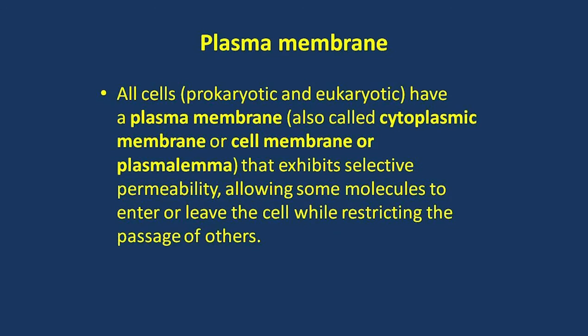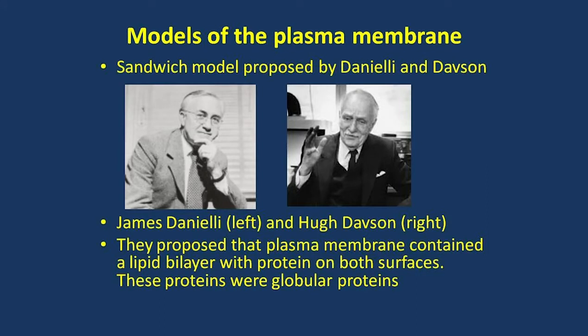Now let us look at the plasma membrane. All cells, prokaryotic and eukaryotic, have a plasma membrane, also called cytoplasmic membrane, cell membrane or plasma lemma, that shows selective permeability, which means it allows some molecules to pass through while restricting the passage of others. There are three models of the plasma membrane.